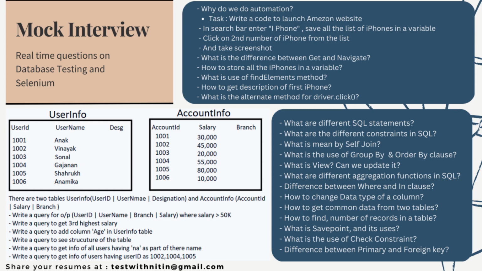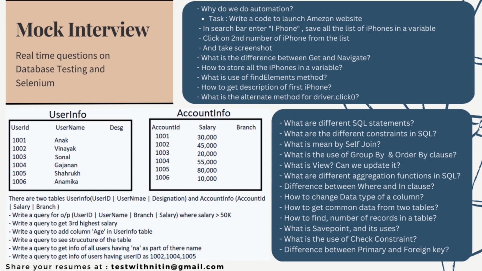Where row num is less than 4. Okay. Less than 4 means you will get the highest 3 salaries. Okay, good. Now let us say I have to add a column to the user info table.